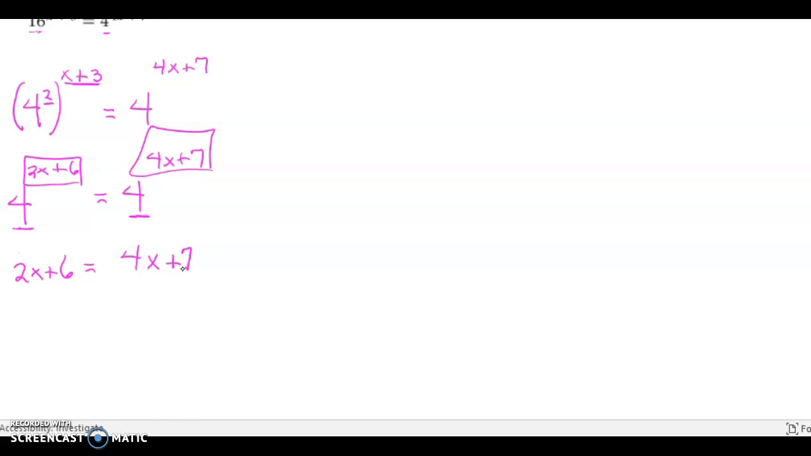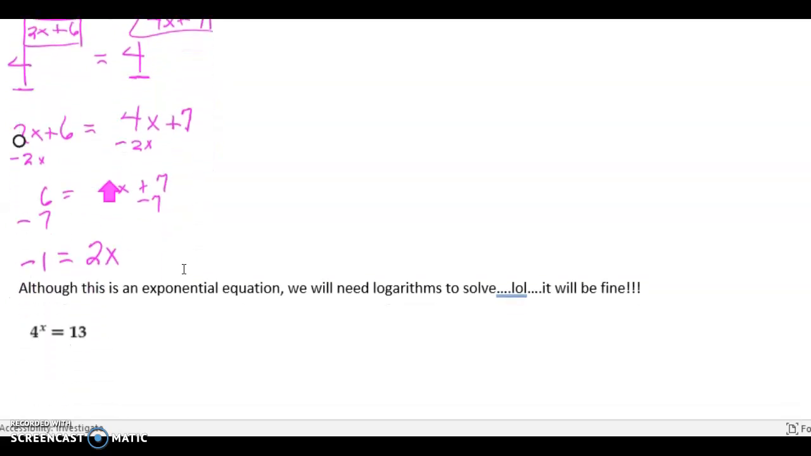So let's subtract 2x from both sides. So we have 6 equals 2x plus 7. And let's subtract 7 from both sides. We end up with negative 1 equals 2x. We'll divide both sides by 2, and we get x equals negative 1/2. We can always check our work by plugging it in to make sure that it is correct, but it is.